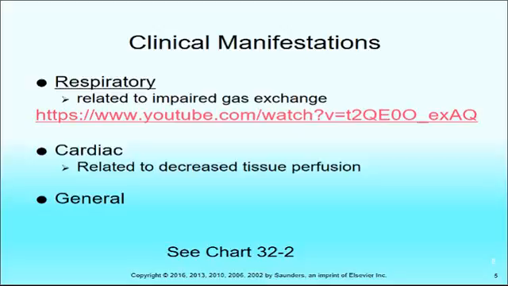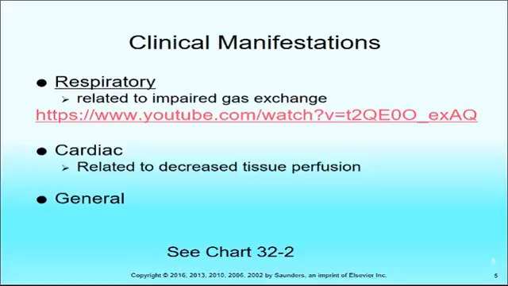That little link there, if it works, is to a very, very brief audio of a pleural rub. You will hear the rub on inspiration and expiration because it is the pleural lining that's inflamed and rubbing and has a coarse sound to it.